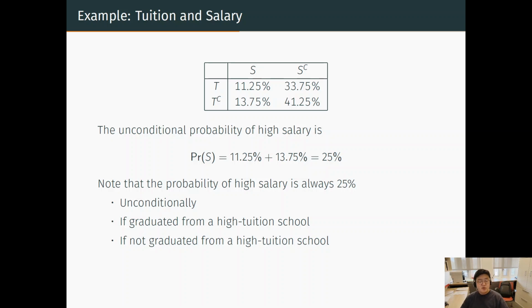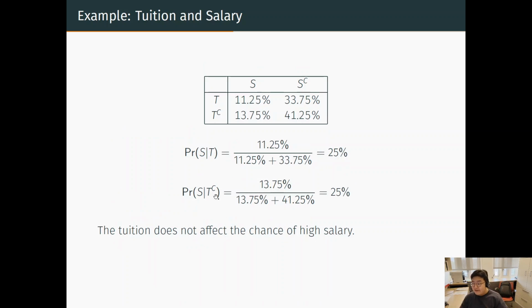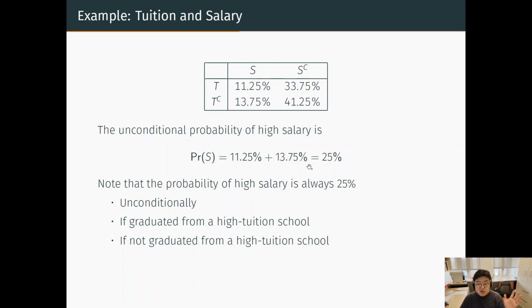This is very interesting but intuitive. If you graduate from a high tuition school, the probability of high salary is 25. Even if you don't, still it is 25. Then unconditionally it will also be 25. There is no other possibility, right? So the probability of high salary is, in this example, always 25, no matter how you condition: unconditionally 25, or conditioning on high tuition or low tuition, always 25.